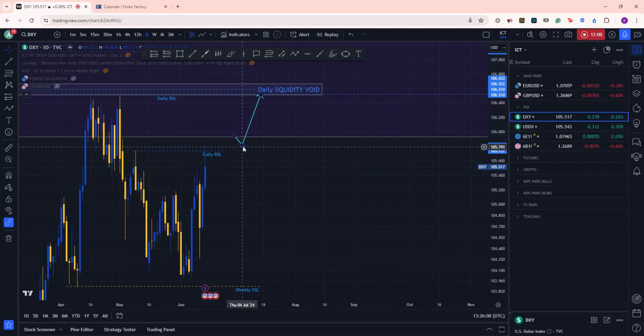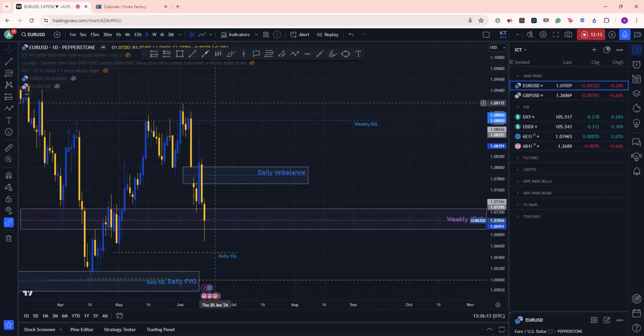Let's see how it plays out. But I am bullish dollar. So regardless of how it plays out at that particular point, I am pro dollar. All right. Let's see what we have on Euro USD. So since I'm pro dollar, what does it mean? It means I am bearish on Euro USD.